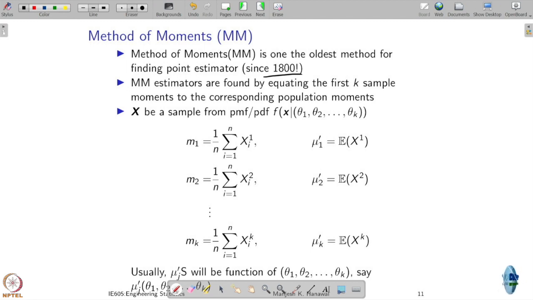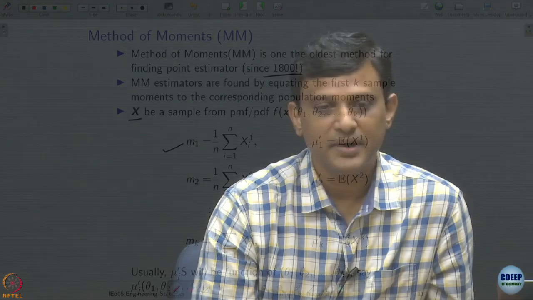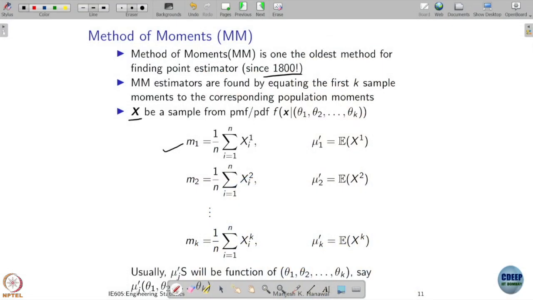What I mean by that is, suppose you have a sample x coming from a PDF. You can compute the sample mean, which is a proxy for your first moment. Can I interpret the sample mean to be a sample estimate of my first moment? Now I can also take the square of the samples and average them. Then I can interpret that as a sample estimate of my second moment.